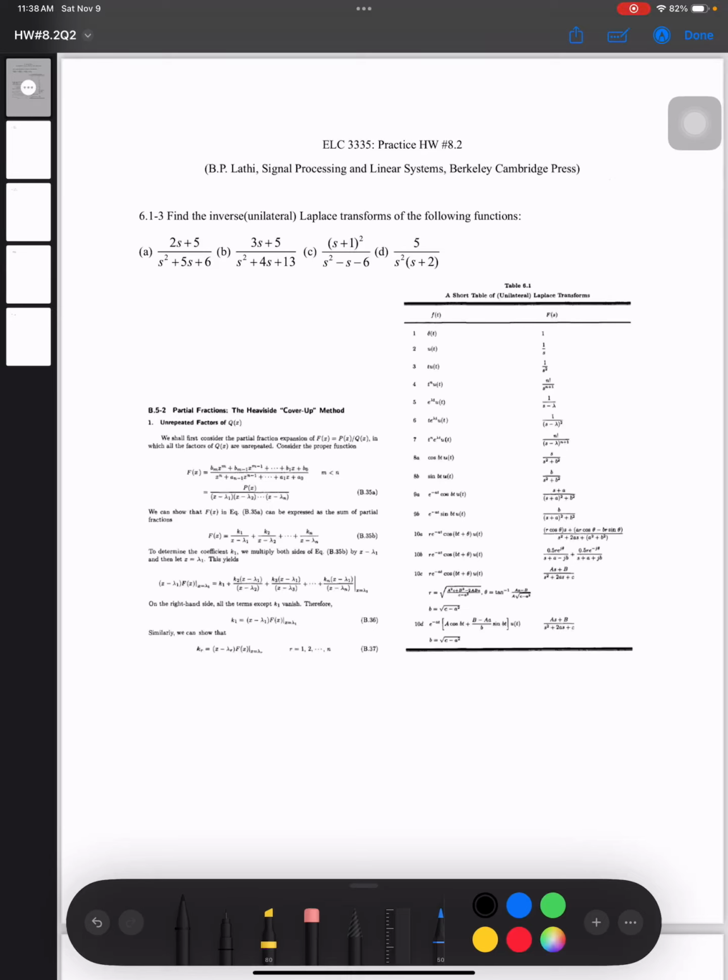System Practice Homework 8.2, Question 2. Find the inverse Laplace transform of the following functions. Last time we talked about the Laplace transform. This is inverse Laplace transform, and to calculate this, we need to know two things.